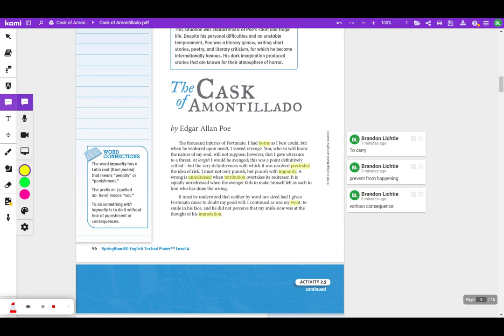I want you to mark up the text, do your best to define the words, make sense of this, and discuss with your partner to come up with those other two criteria Montresor believes are important for getting revenge. After you've done that, we'll discuss, and then we'll move on to reading more.